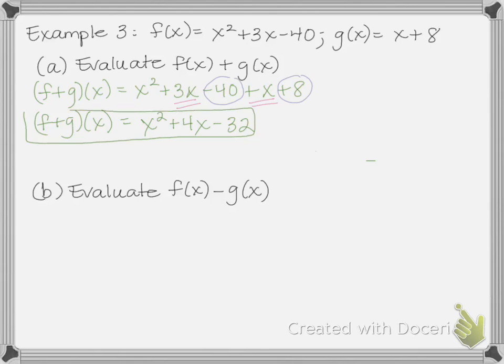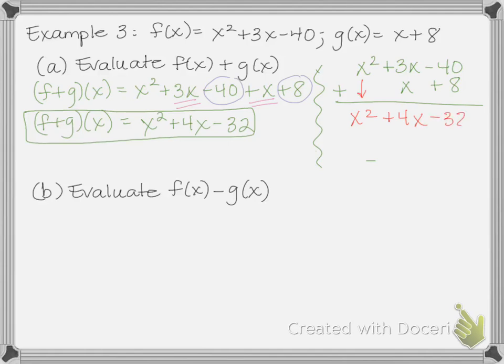I do want you to know that some students prefer doing it vertically. So if you want to write your f of x first at the top, and then you add your x plus 8 and line them up with the like terms, that also works out just fine. Let me switch up colors here to make a point. Let's use red. So the x squared comes down. The 3x and the positive x makes a positive 4x. And the negative 40 and the positive 8 makes a negative 32.